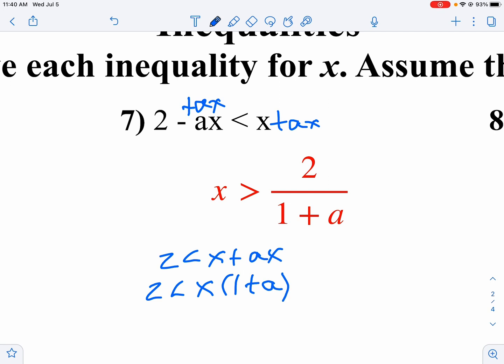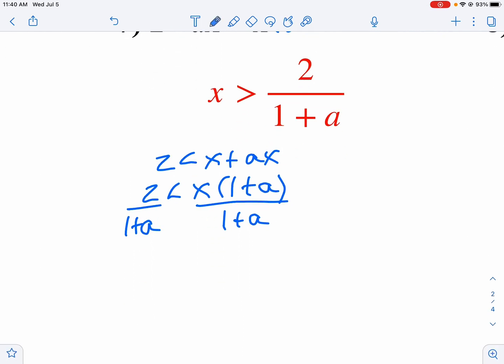Then, to get the x by itself, notice I'm taking x times my parentheses, so the opposite of times. I'm going to divide both sides by 1 plus a. So then I'll get 2 over 1 plus a is less than x, which is the same thing as x is greater than 2 over 1 plus a.